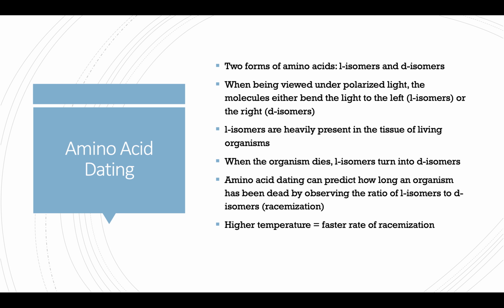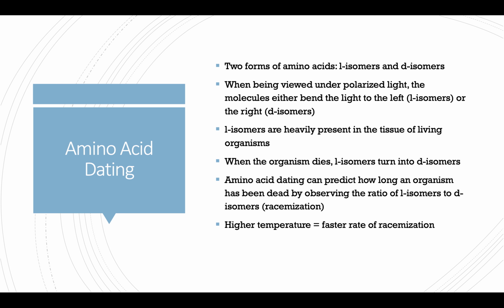Next is amino acid dating, which is based on the decay of L isomers after an organism dies. There are two forms of amino acids, L isomers and D isomers. When being viewed under polarized light, the molecules either bend to the left, which signifies the presence of L isomers, or to the right, which signifies the presence of D isomers.